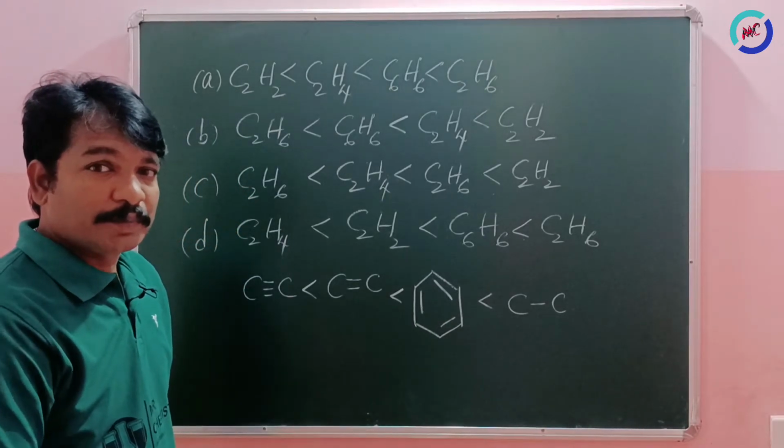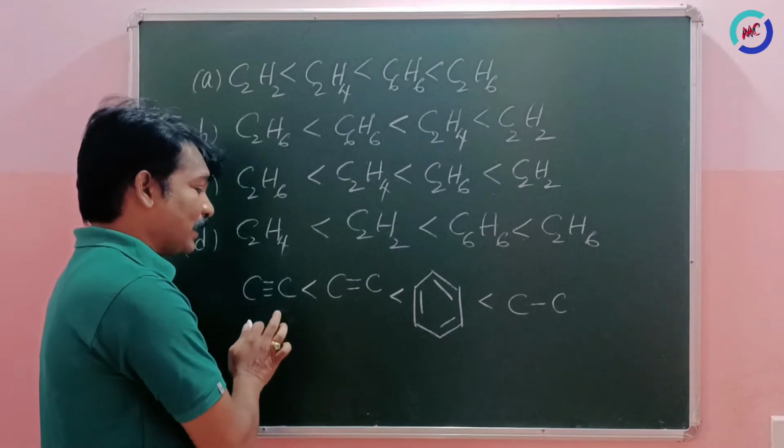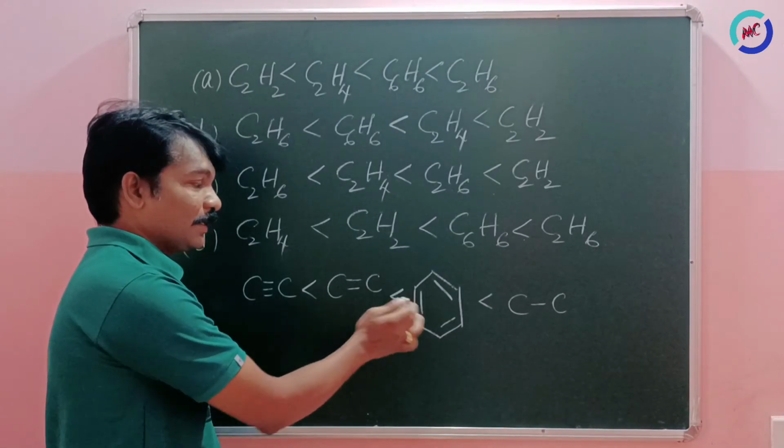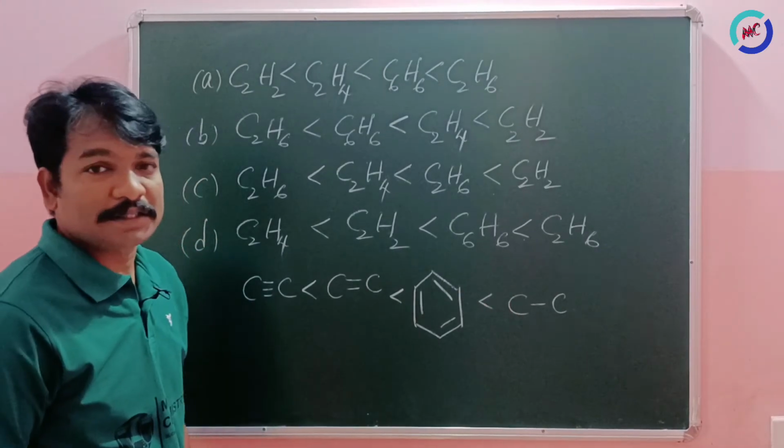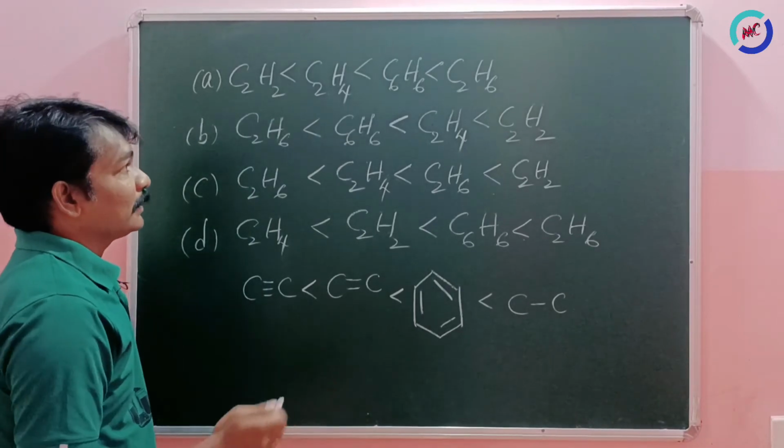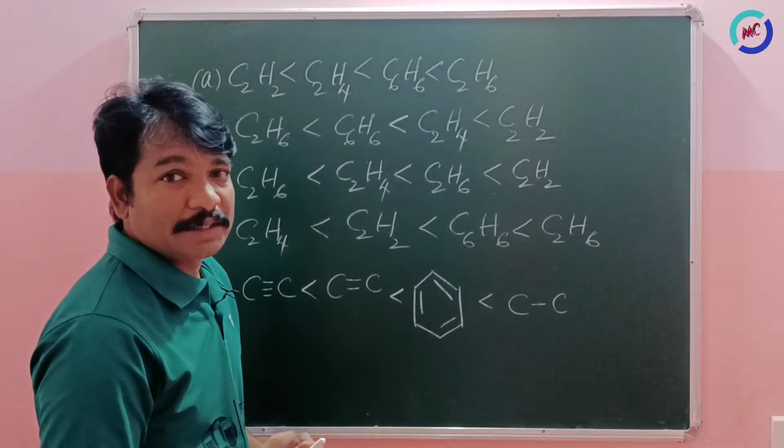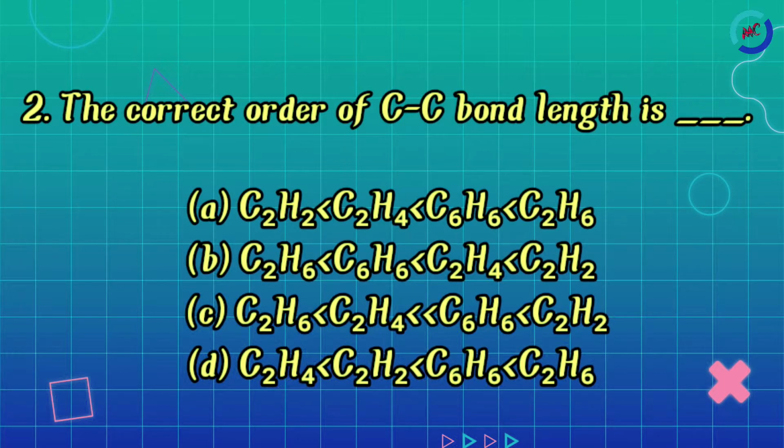In the case of bond order, it is just the reverse. The triple bond has more bond order, next this one, and then the C–C single bond. Now they are asking the correct order of C–C bond length. Then the answer is option A, which is the correct answer.